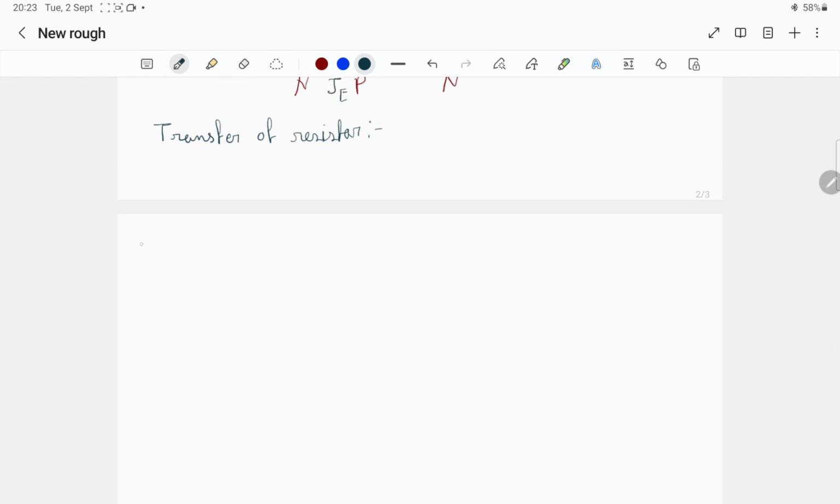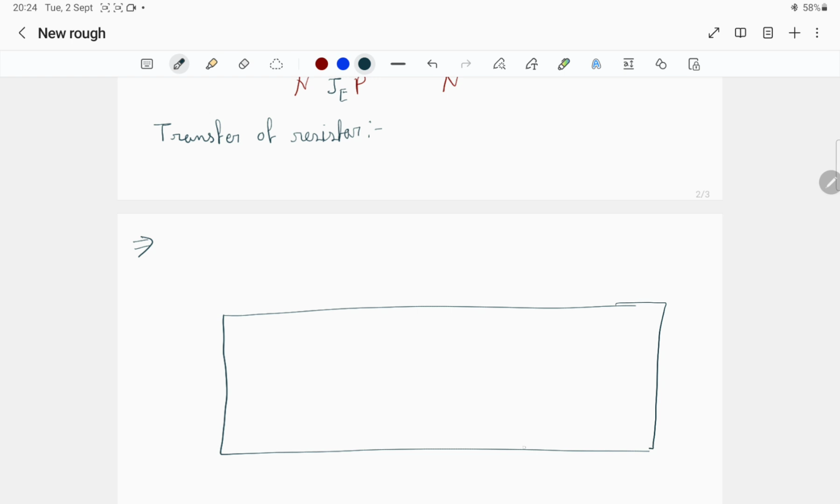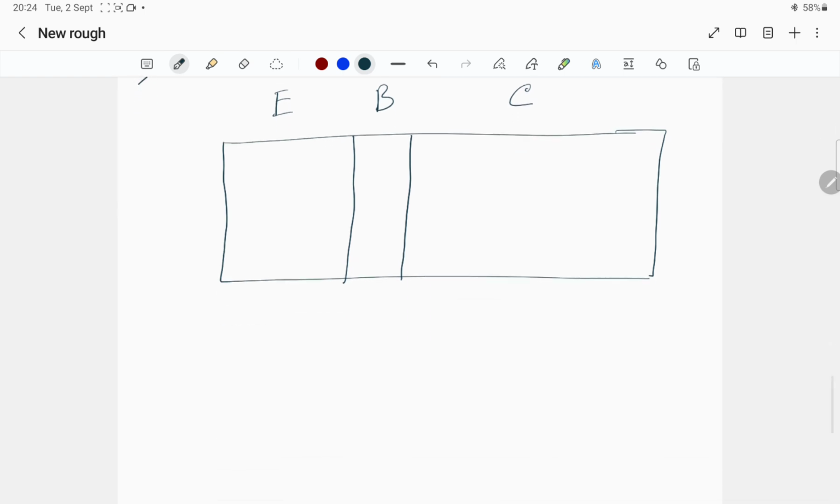Now let me discuss the working principle of a BJT. But for that, let me first draw the schematic once more in an even larger scale, right? So we know this is my emitter, this is my base, this is my collector. Fine. Now let me put some numbers to this. Let me say this is N, P and N, right?